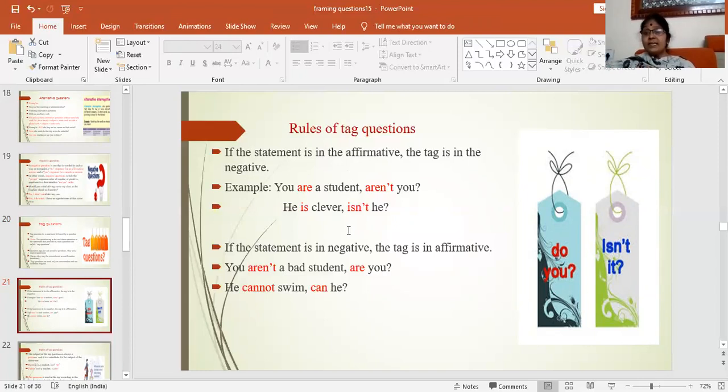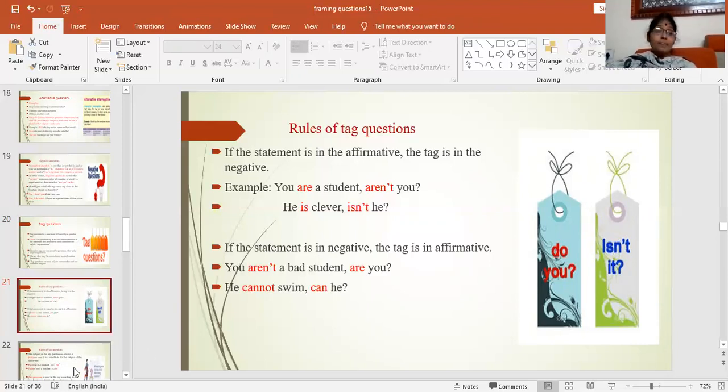If the statement is in the negative, the tag is affirmative. For example, you aren't a bad student. It is in the negative. And your tag will be, are you? You aren't a bad student, are you? He cannot swim, can he? So with this, we learn two rules: if the statement is in the affirmative, the tag is in the negative, like you are a student, aren't you? And if the statement is in the negative, the tag is in the affirmative, that is, you aren't a bad student, are you?